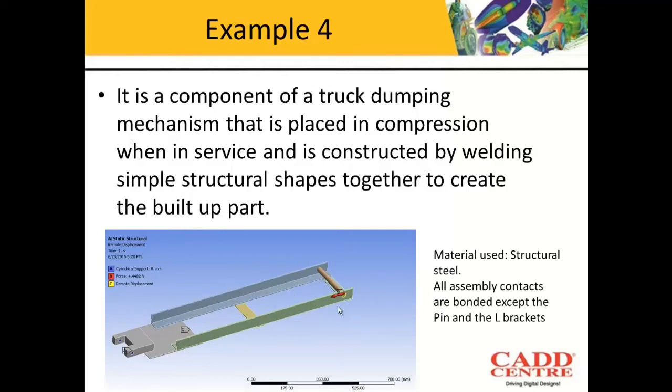So the analysis that we have to do is we have to perform a buckling analysis on this design. The load acting on this design and the boundary conditions are mentioned over here in the image. And the material that we need to use for this assembly is structural steel. The assembly contacts that will be created in the assembly are all bonded contacts except the contact between the pin and the L brackets. Okay.